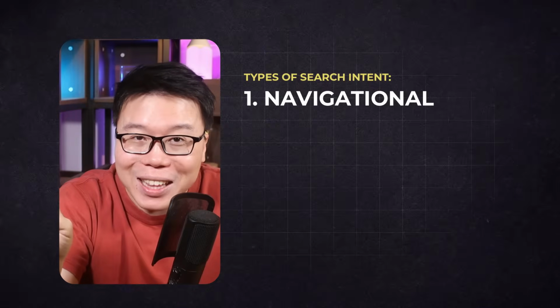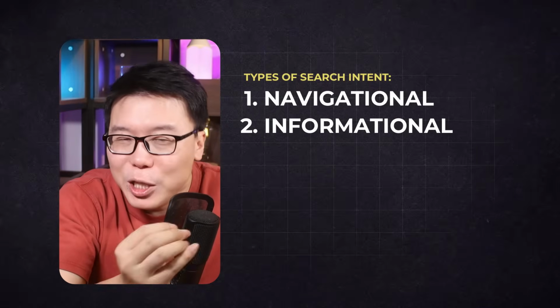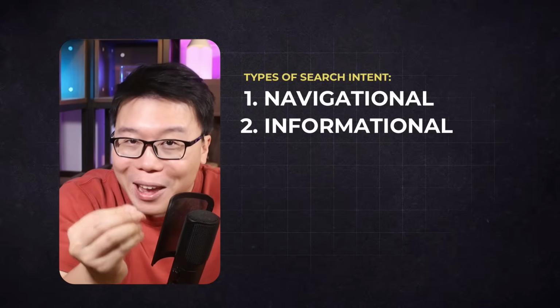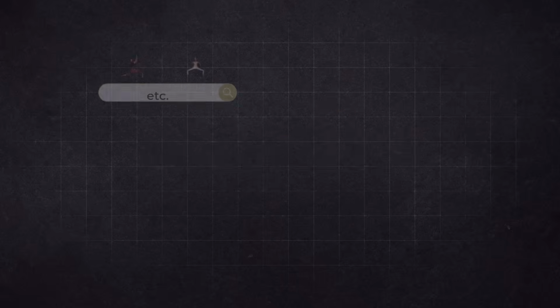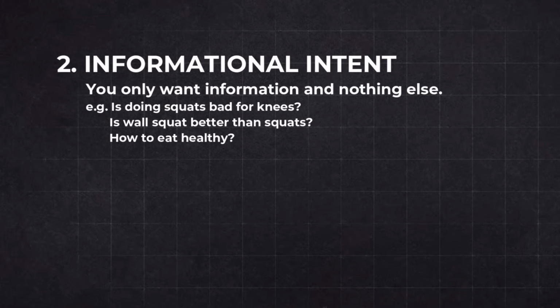The second type of intent is informational intent, which means you are only looking for information. For example, is doing squats bad for knees? Is wall squat better than squats? How to eat healthy, etc. You just want information and have no other intentions.